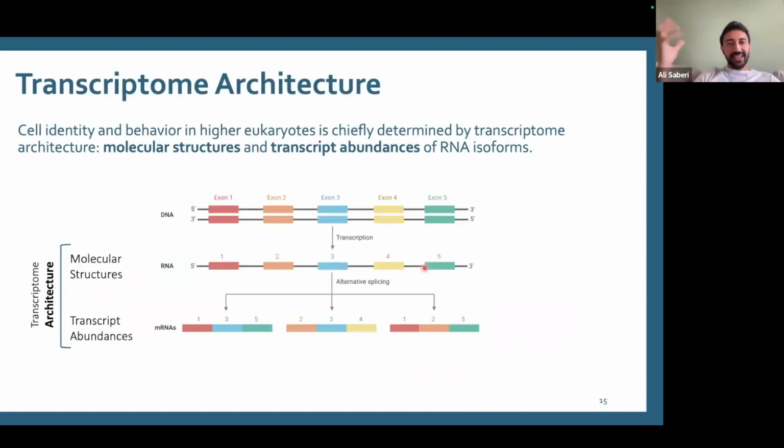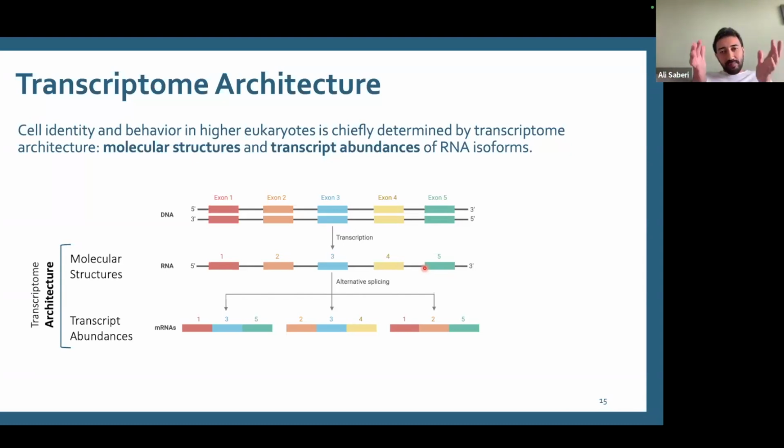So now this is the start of my project. The previous slide I got from another presentation, some background description, and now I'm starting the project. Transcriptome architecture, this is the definition that we use.